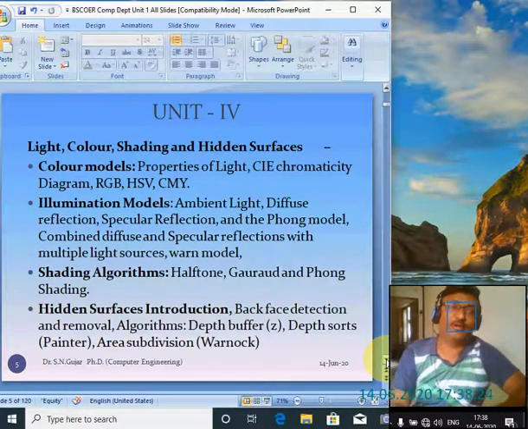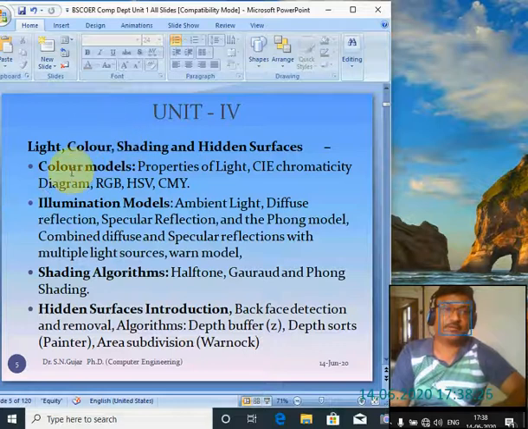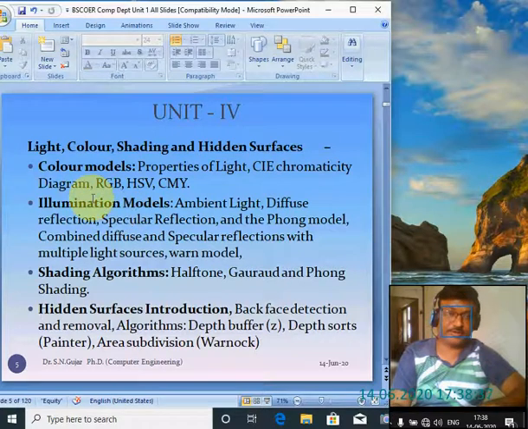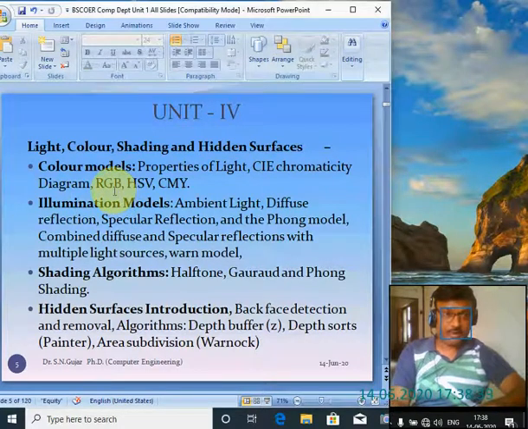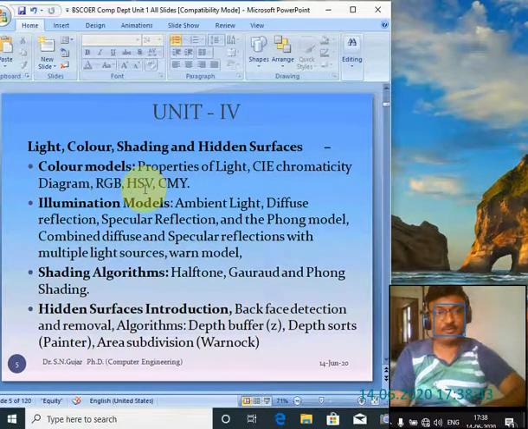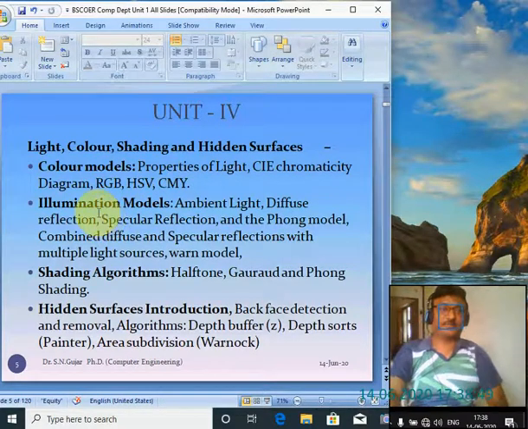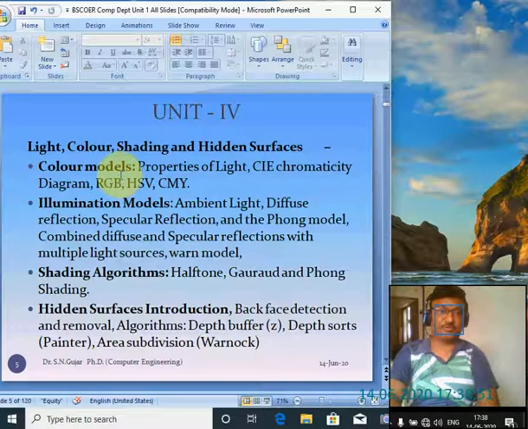Now unit number 4. In unit number 4, we are going to learn about light, color, shading and hidden surfaces. So the properties of the light, color models, the CIE chromaticity diagram, RGB, HSV and CMY color models. RGB is red, green, blue; HSV is hue, saturation and value; and CMY is cyan, magenta and yellow. So these are the 3 color models you are going to learn in this unit number 4.